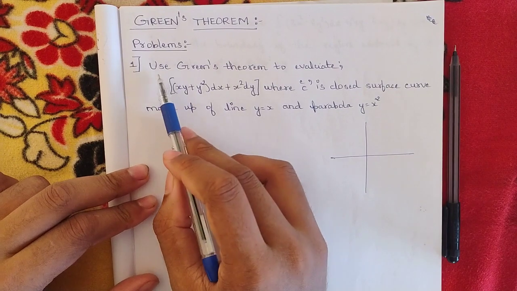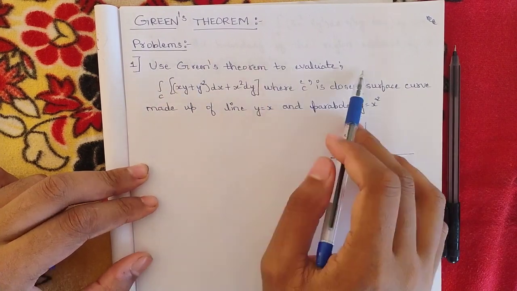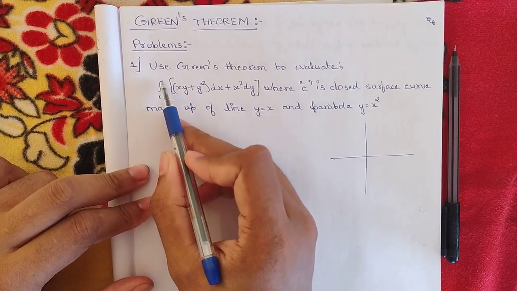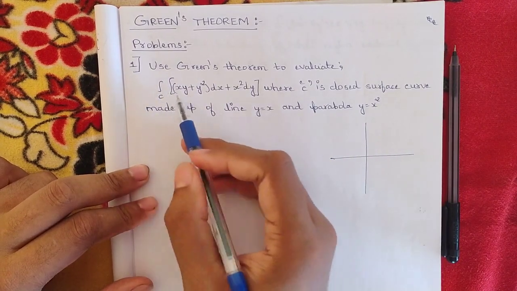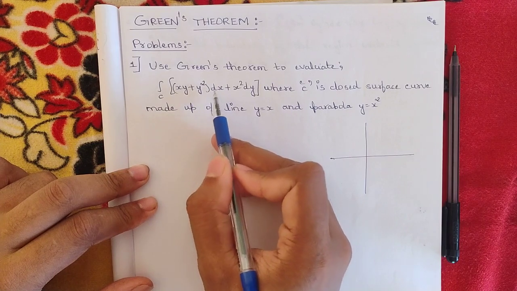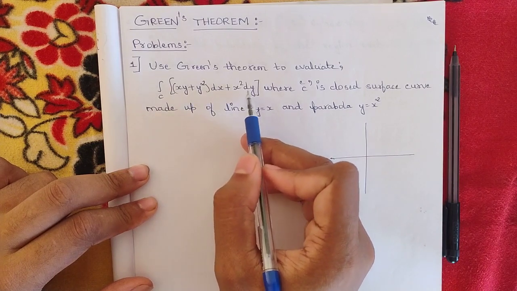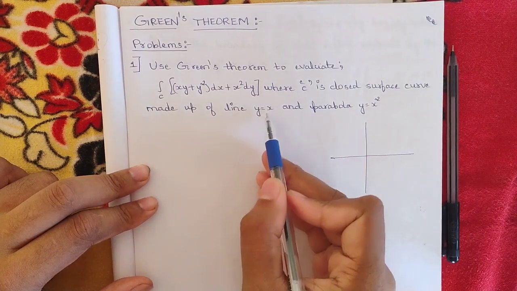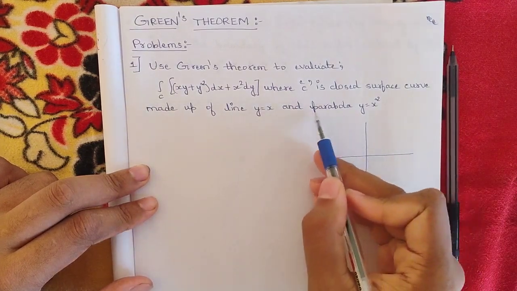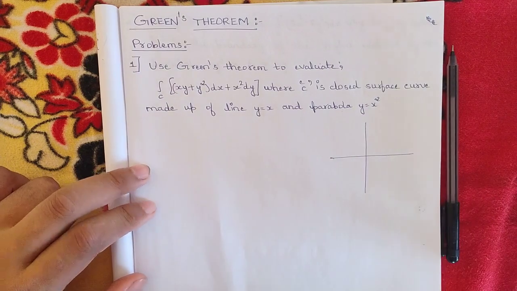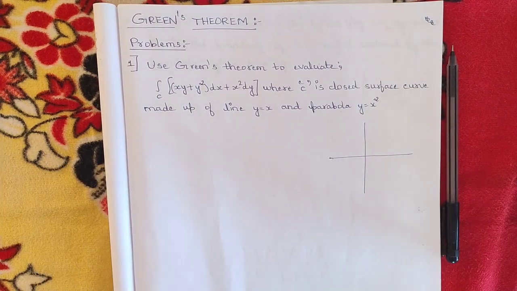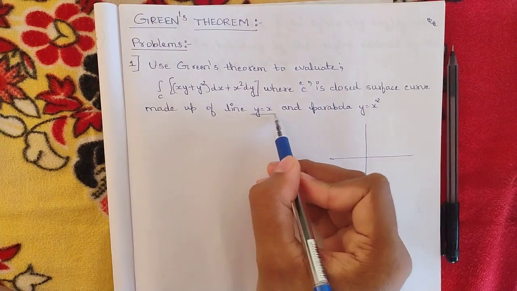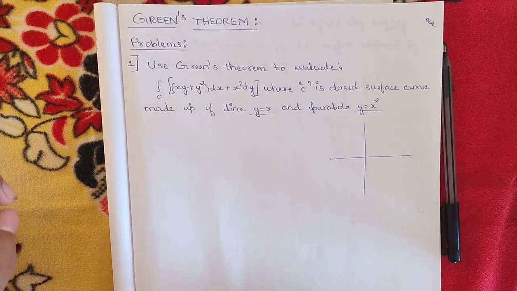First question: use Green's theorem to evaluate the integral over a closed curve of (xy plus y²) dx plus x² dy, where C is the closed curve made up of the line y equal to x and the parabola y equal to x². So this is the question here. I have told you that you should be plotting the graph with the given conditions, y equal to x and y equal to x².